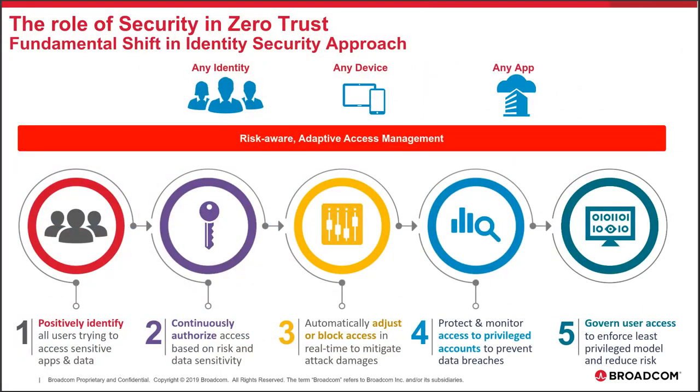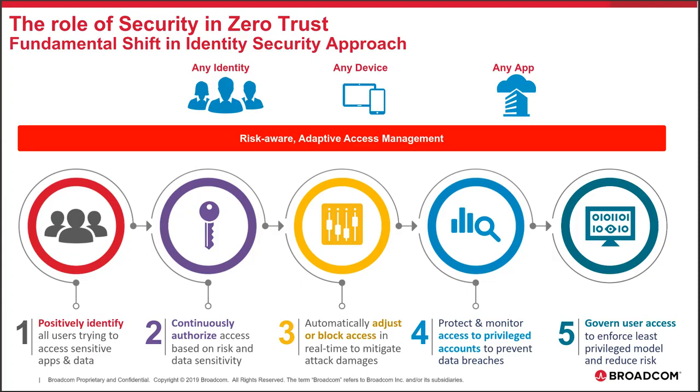So the fundamental model basically comes down to these 5 steps. Identity is the only perimeter. Sometimes we can say it's the last perimeter. And so we need to absolutely identify anyone and anything. It doesn't have to be users, it can be things, it can be applications. And we need to continuously authorize their access based on the level of risk.